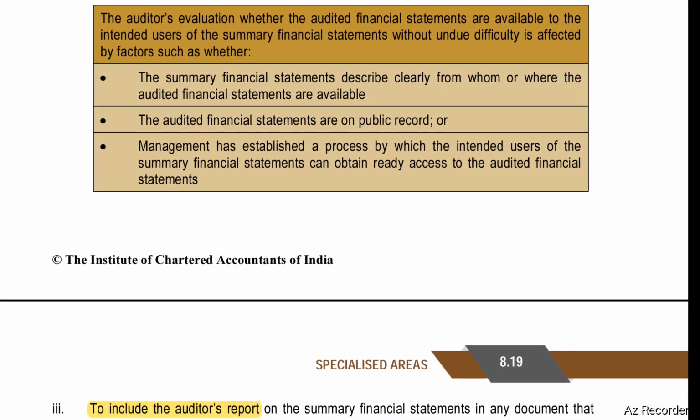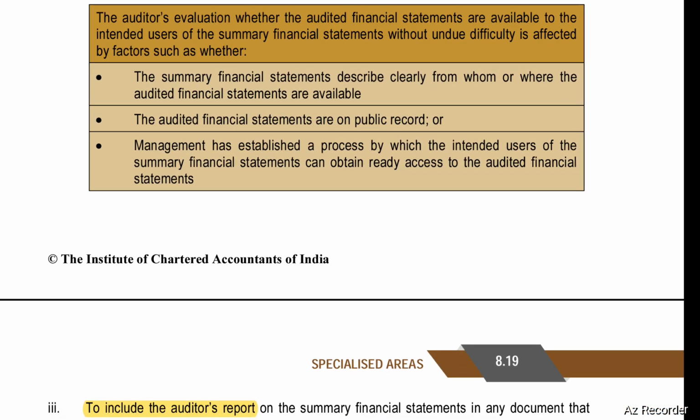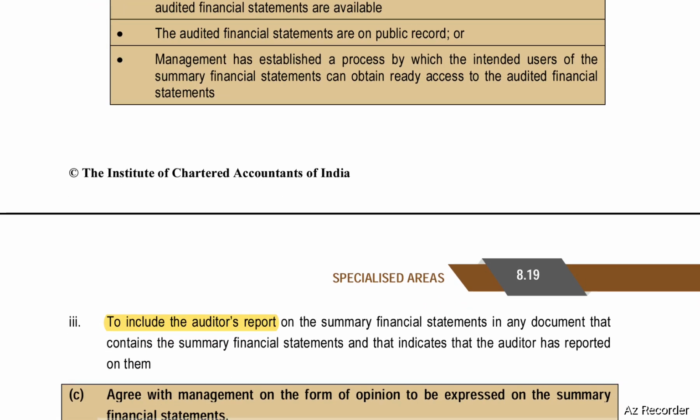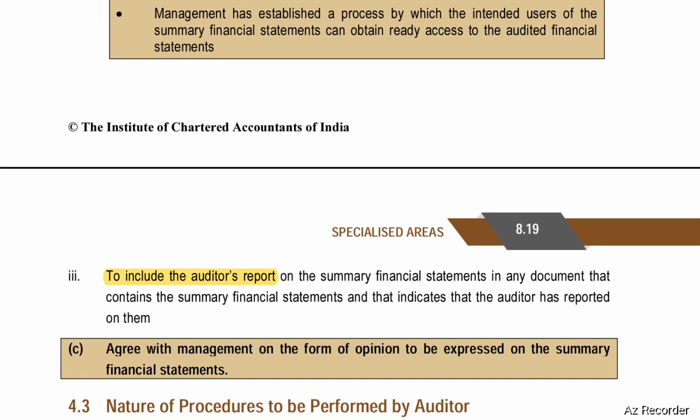The auditor's evaluation of whether the audited financial statements are available to the intended users of the summary financial statements without undue difficulty is affected by factors such as whether the summary financial statements describe clearly from whom or where the audited financial statements are available, the audited financial statements are on public record, or management has established a process by which the intended users of the summary financial statements can obtain ready access to the audited financial statements.